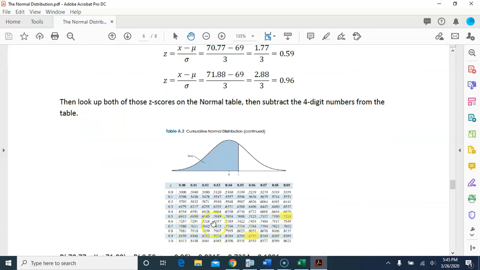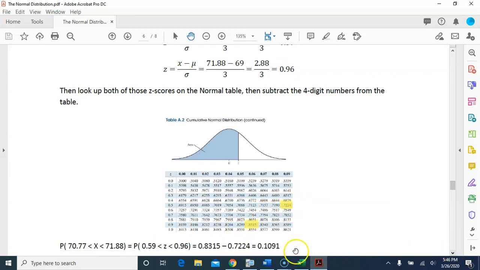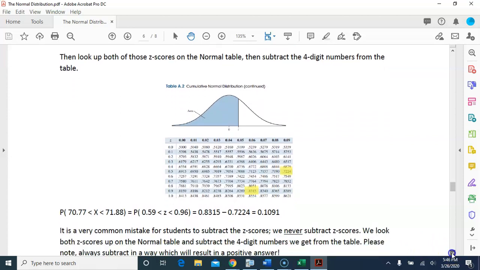Here's the 0.59. Here's the 0.96. And when we get those 4-digit numbers off the table, we're going to subtract them. So in probability notation, it would look like this. The probability of a man's height being between 70.77 inches and 71.88 inches is the probability of a z-score being between 0.59 and 0.96. We look at the 0.96, that's 0.8315. We look at the 0.59, that's 0.7224. Subtract those two, and we get 0.1091.